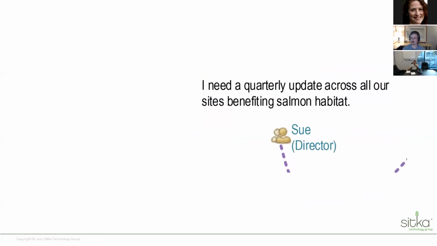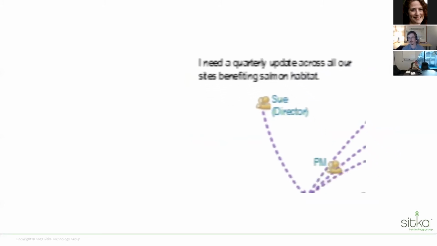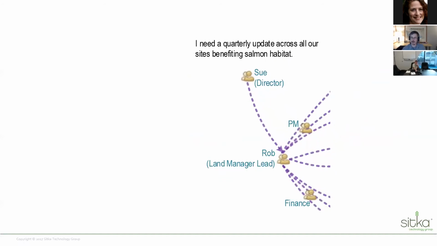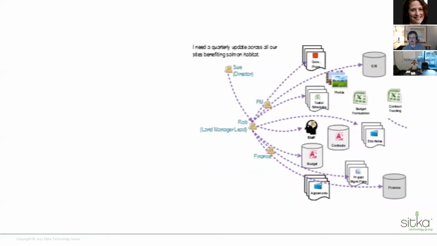Now, with all our site information spread across many storage locations, we've been given a quarterly reporting task. Rob, our land management team lead, takes on the task and reaches out to project managers and finance to help gather the info required. In turn, each of them needs to go track down the data in the various sources. Hopefully, the site oracle isn't on vacation.